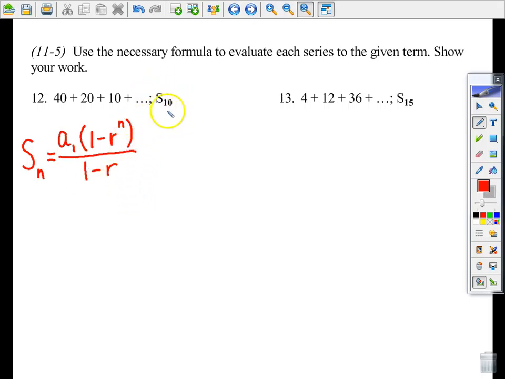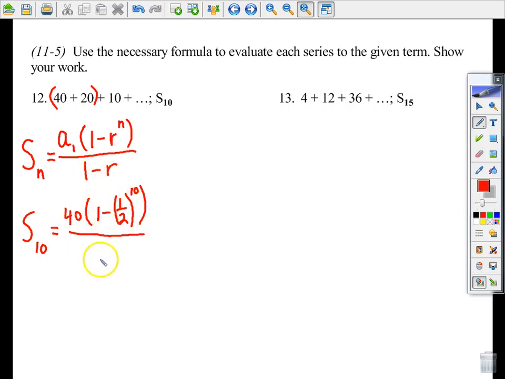Okay, specific to this problem, summing through the 10th term will involve the first term times 1 minus the ratio. So once again, if you're looking for the ratio, just put these first two together and divide. Second divided by the first, 20 over 40 is 1/2. We're going to raise 1/2 to the 10th power. And in the denominator, we're going to do 1 minus 1/2.